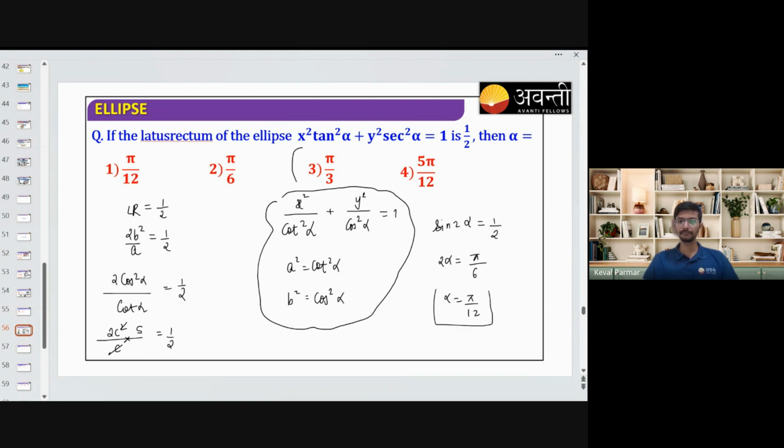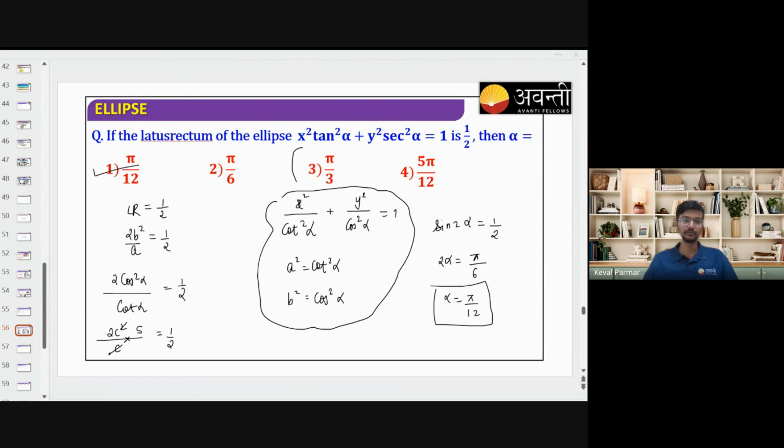Mahesh, how did you get it? See, it is option A. Correct? What mistake did you make? Any mistake you made? Got it? Got a mistake? Okay, okay. Super. Chalo.